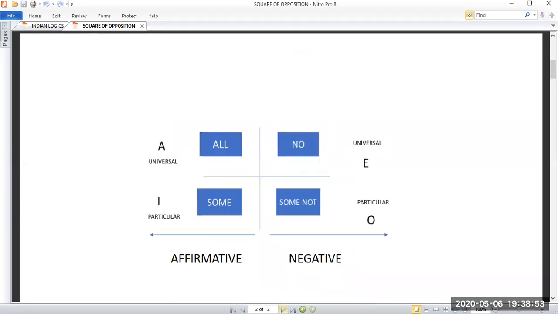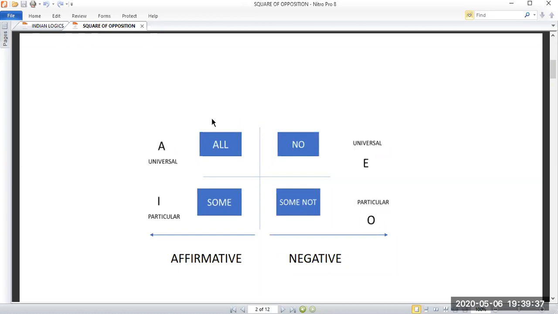So in the previous class itself, we have seen this same table of figure for A, E, I, O. I already told you A means all. For example, we are taking two balls. One is a blue ball, another one is a yellow ball. So in our whole session, we will take two balls. All means all balls are blue. Then no means no balls are blue. Some means some balls are blue, and some not means some balls are not blue. Like that we will use the same balls for the whole session.